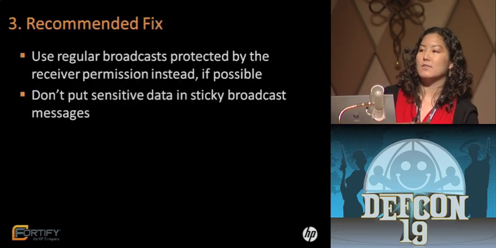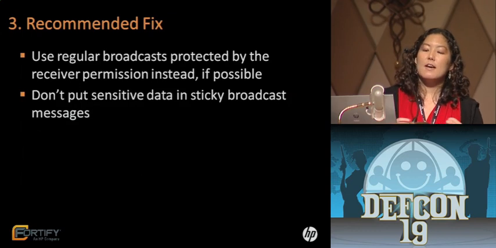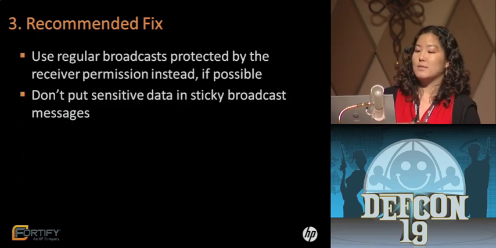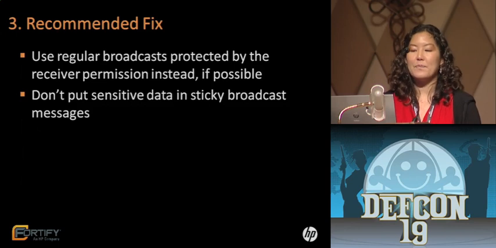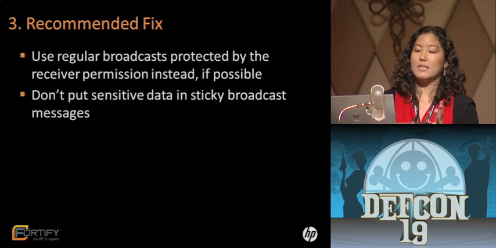Our recommendation for this vulnerability is that regular broadcasts should be used whenever possible, and these broadcasts should be used with the requirement that the recipients have a permission. And also, regardless, don't put any sensitive data in a sticky broadcast. Anyone can read it.